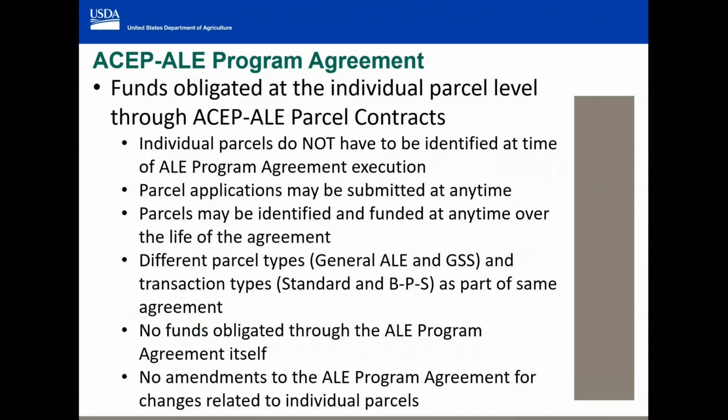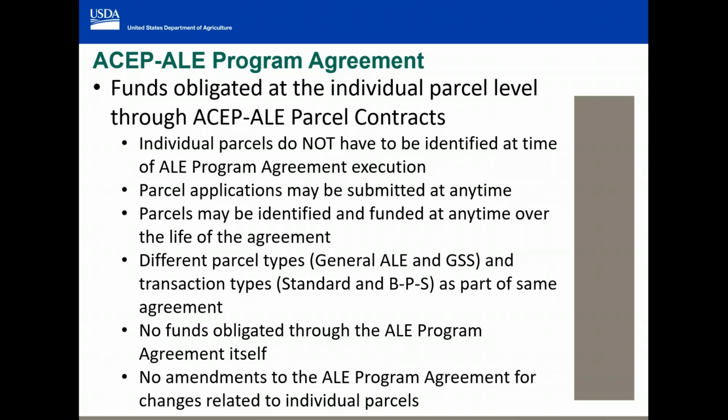So what happens then is that the funds themselves are obligated at the individual parcel level through what we're calling ACEP-ALE parcel contracts. The function then of this is that the individual parcels themselves can be, but do not have to be, identified at the time of the agreement execution. So if the agreement is really about establishing and identifying the prospective parties that will be part of any transaction that might happen, the parcels themselves are really not anything that has to be considered in the construction of the agreement itself. And so then the individual parcels come along at any time once the agreement's been entered into.